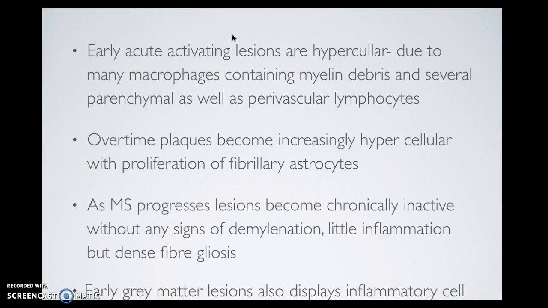Plaques become increasingly hypercellular with proliferation of fibrillary astrocytes. Chronic active MS lesions are plaques with inactive centers but hypercellular margins, displaying ongoing demyelination. Further in the disease course, most MS lesions become chronic inactive lesions without any signs of demyelination, little inflammation, but dense fibrogliosis.